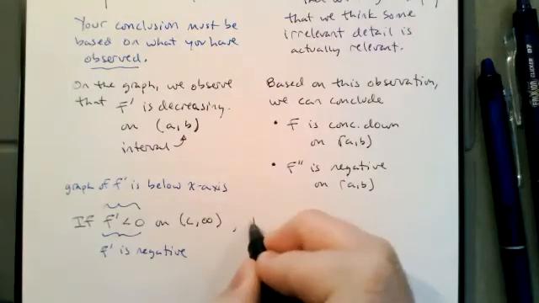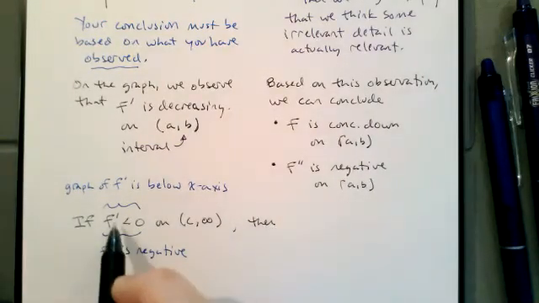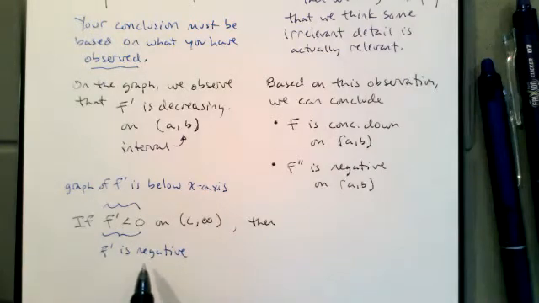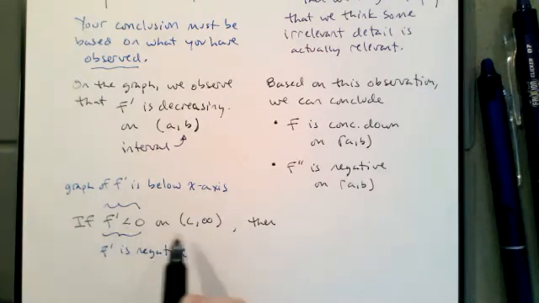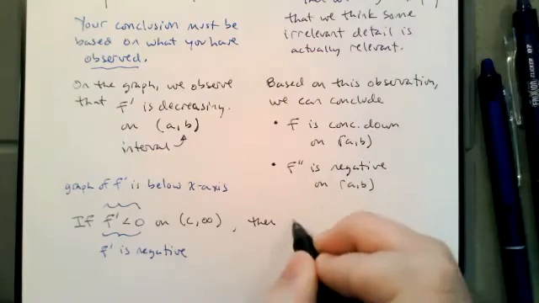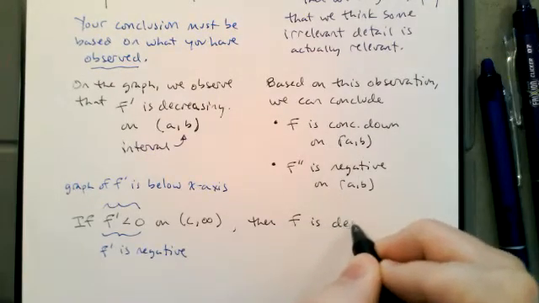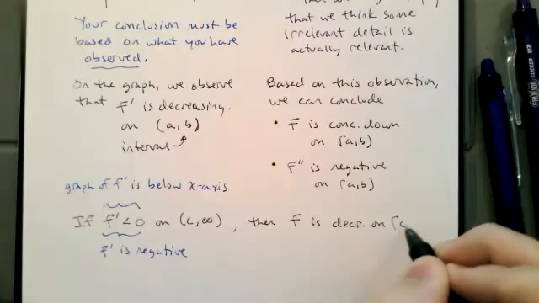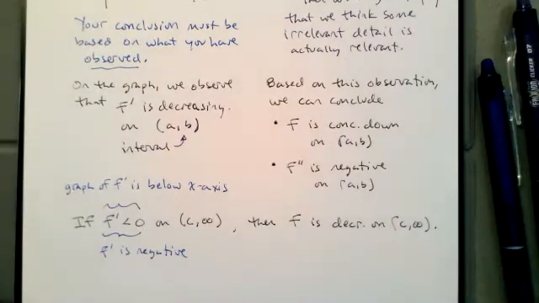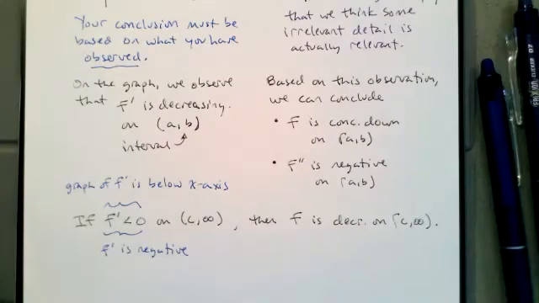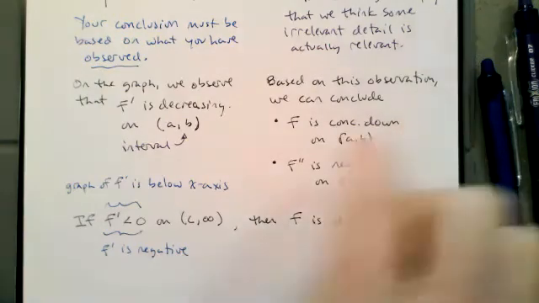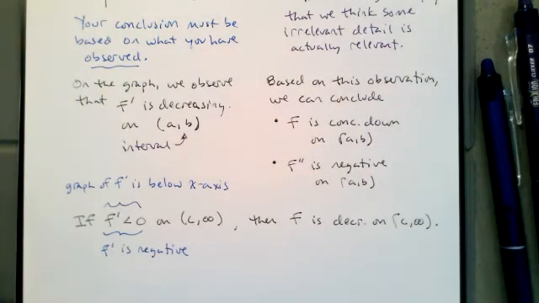Then we can conclude the sign of the derivative, positive or negative, tells us about the direction of the function. So if f prime is negative on the interval from C to infinity, then f is decreasing on the interval from C to infinity. So when the derivative is below the x-axis, we get to say that the function is decreasing. We didn't have to say that in this problem because the question was about concavity, and our way to concavity was the direction of the derivative.